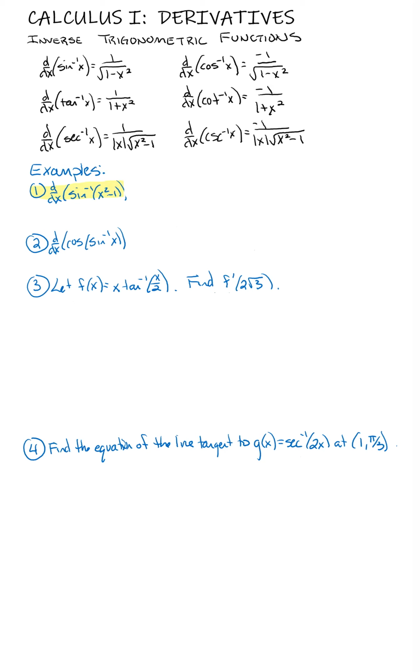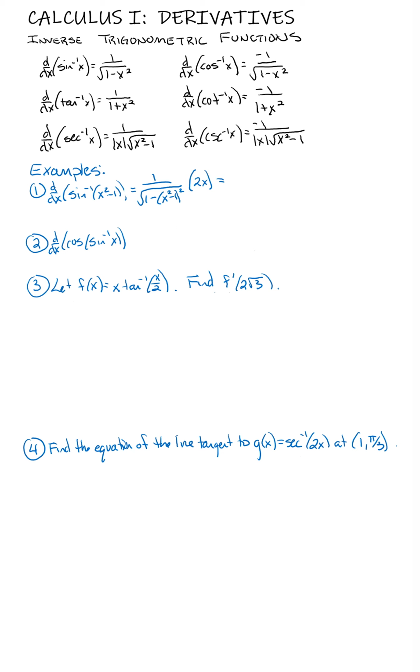We're going to take the derivative of the inverse sine of x squared minus 1. According to the rules, the derivative for the inverse sine is 1 over the square root of 1 minus the argument squared. Our argument is x squared minus 1. Of course, the chain rule says we have to multiply by the derivative of that inside bit, that argument. The derivative of x squared minus 1 is 2x.